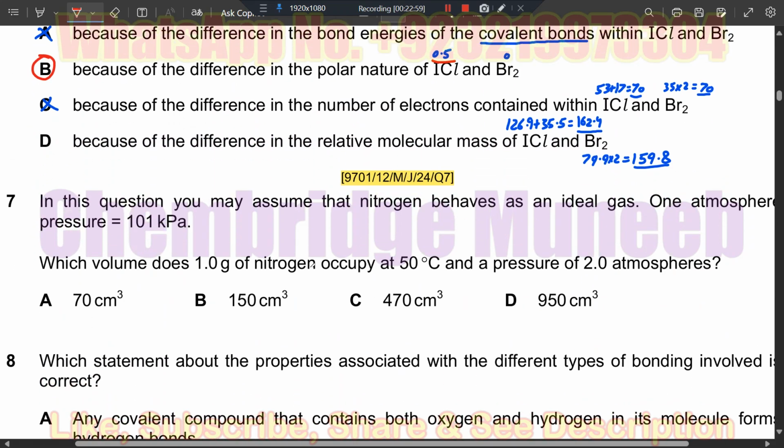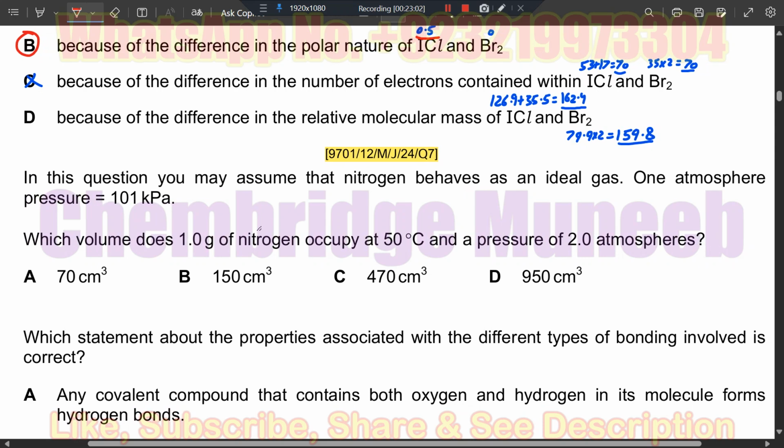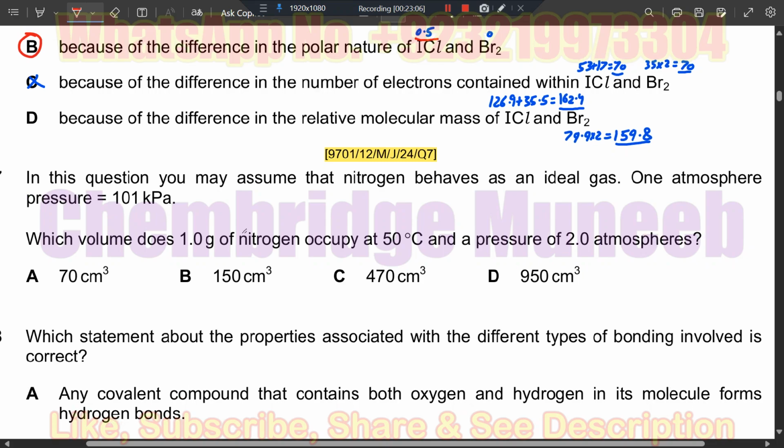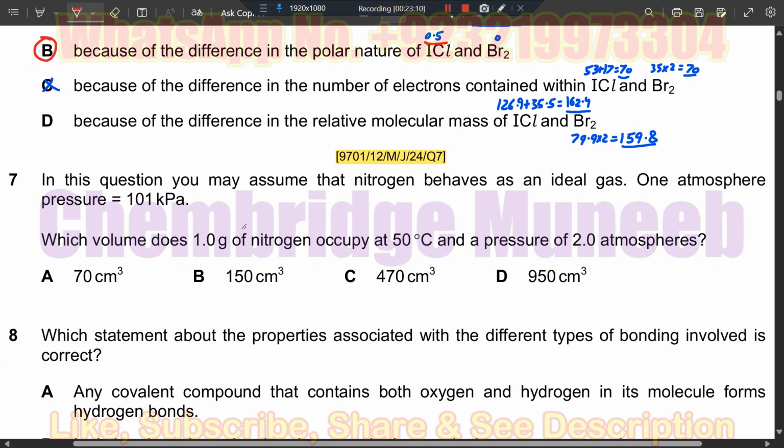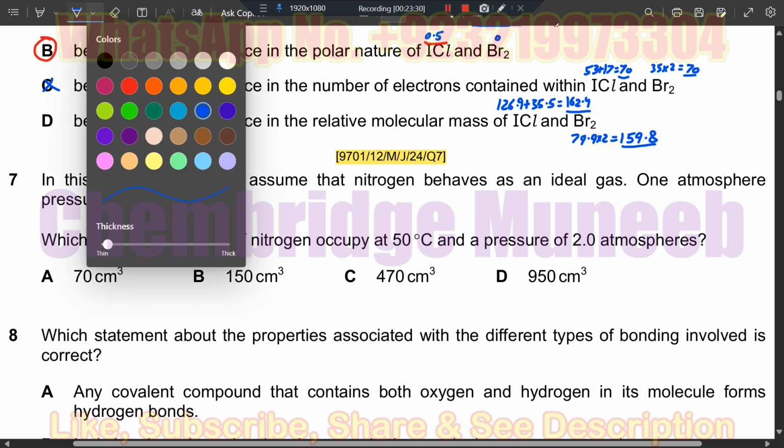Now question number 7. This is a numerical based question. In this question, you may assume that nitrogen behaves as an ideal gas. So 1 atmosphere pressure is 101 kilopascal. What volume does 1 gram of nitrogen occupy at 50 degrees centigrade and a pressure of 2 atmosphere? So we are supposed to find the volume. For this purpose, we must have the formula PV is equal to nRT.